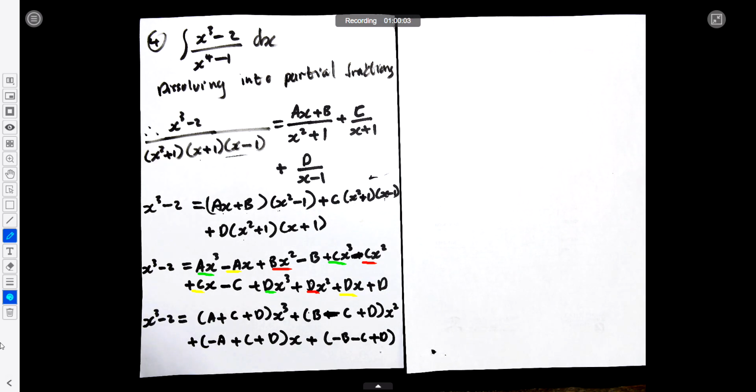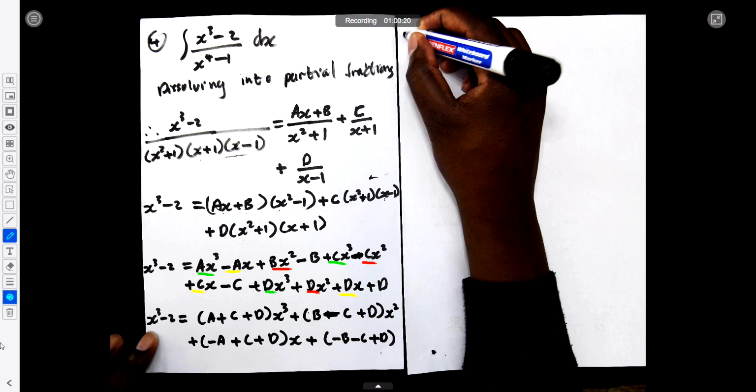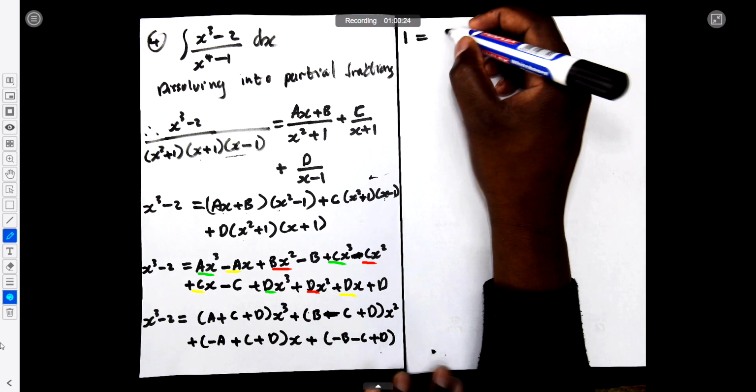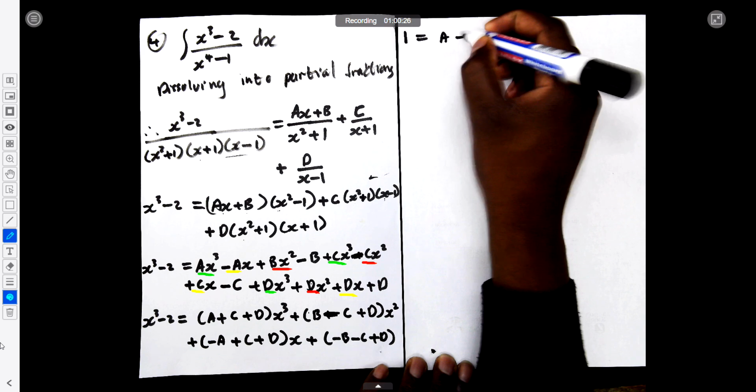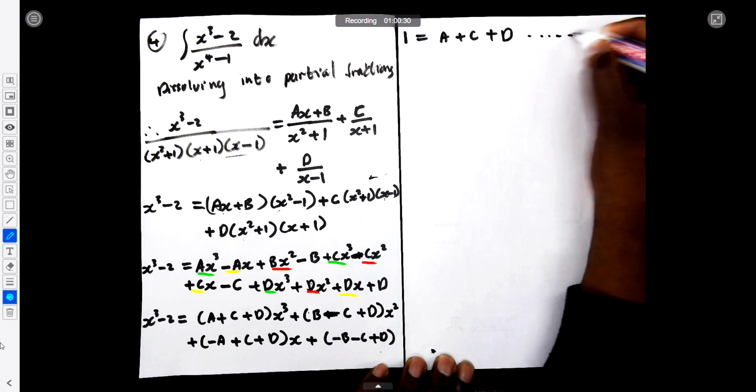Now when we are done grouping the coefficients of x cubed, the coefficients of x squared, the coefficients of x and the constant, then we can equate with the right hand side. In the right hand side, we have x cubed, isn't it? So its coefficient is what? Coefficient of x cubed, it's 1. Therefore it equals the right hand side coefficient of x cubed, which is A plus C plus D. That gives us equation 1.